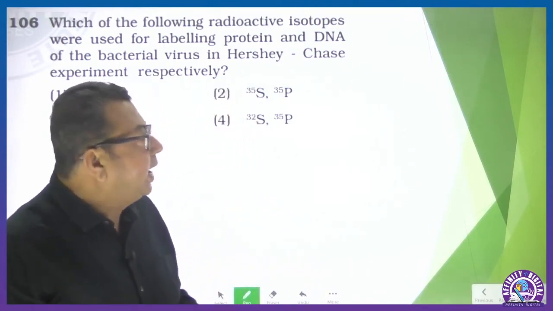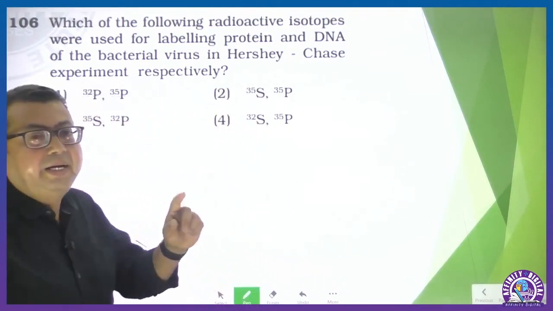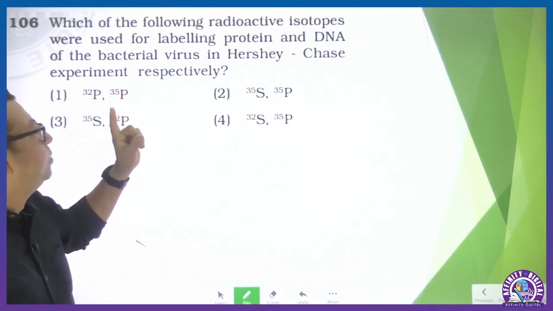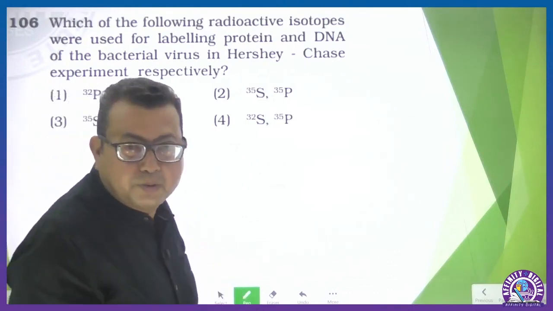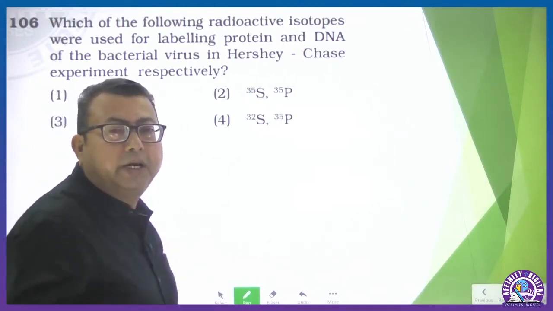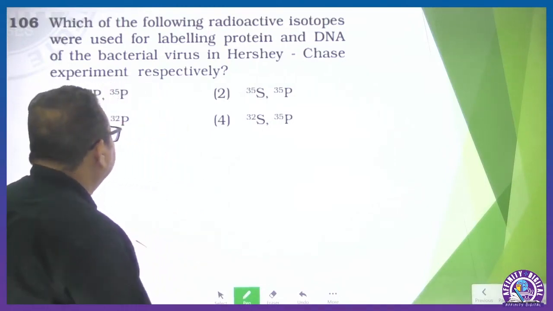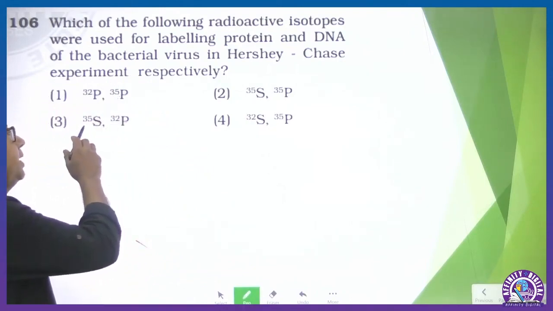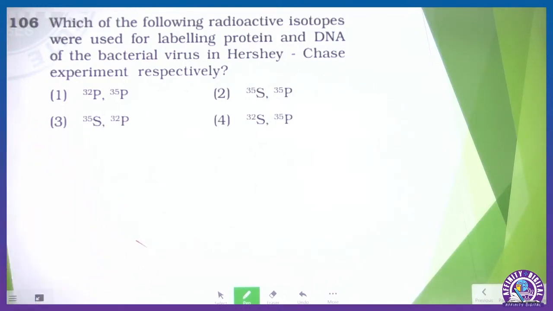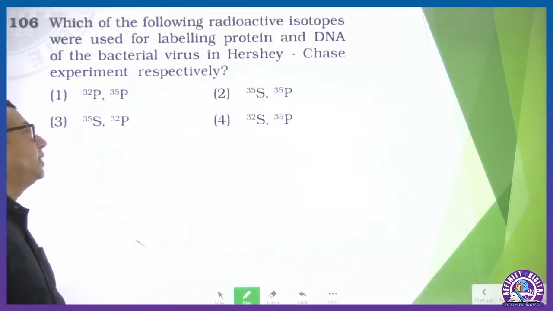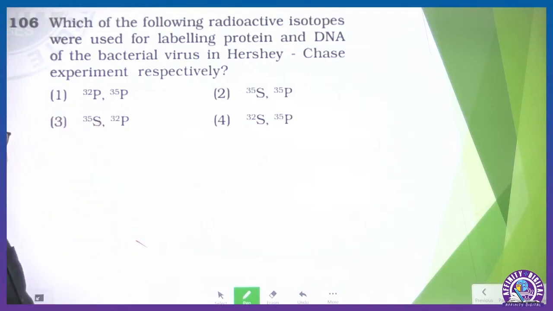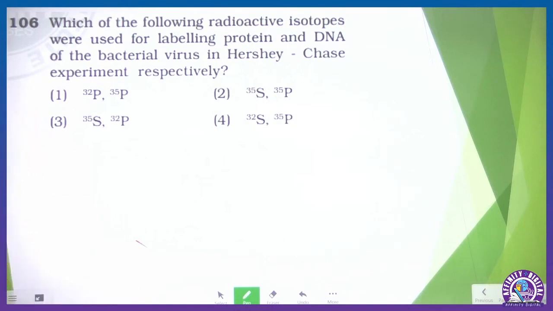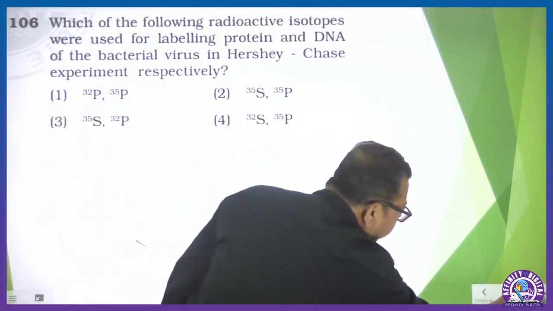And in their experiment, to prove that DNA is the genetic material of this bacterial virus, they took two radioactive isotopes for labeling the protein and DNA of the bacterial virus. And to label the protein of the bacterial virus, they used a radioactive isotope of sulfur, that is sulfur 35, and to label the DNA of the virus, they used phosphorus 32, which is a radioactive isotope of phosphorus. So answer for this particular question will be option 3.